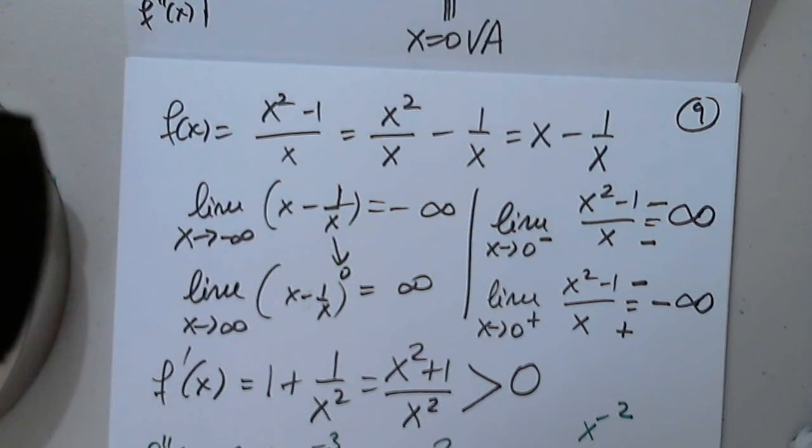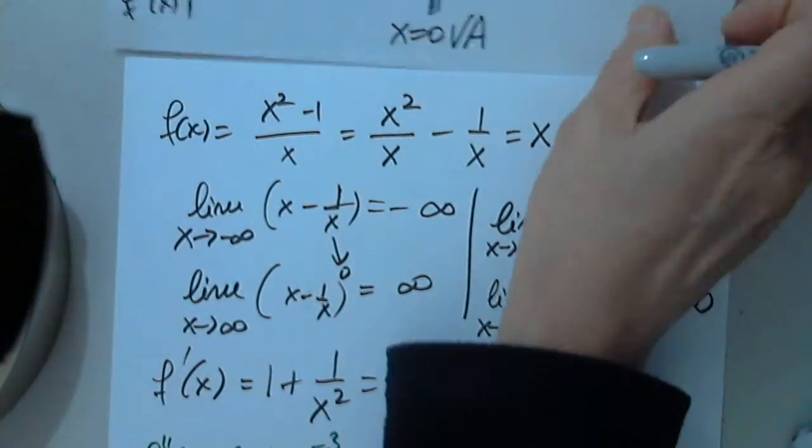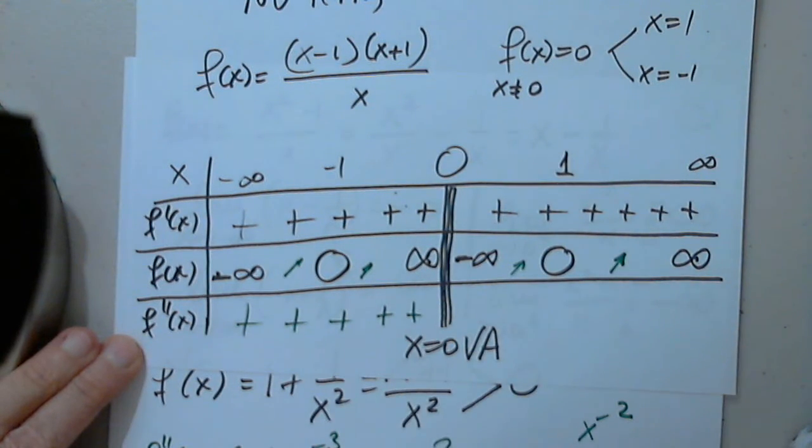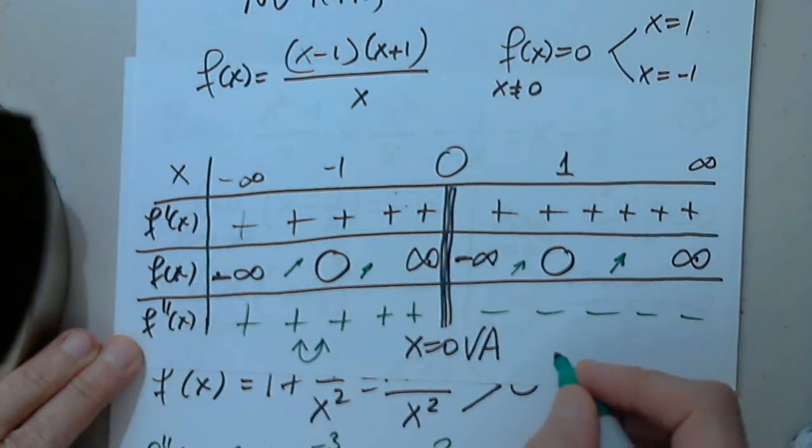When x is negative, the whole thing is positive. Negative here, with the minus in front. And then when x is positive, the whole thing is negative. So here it holds water, here it does not.